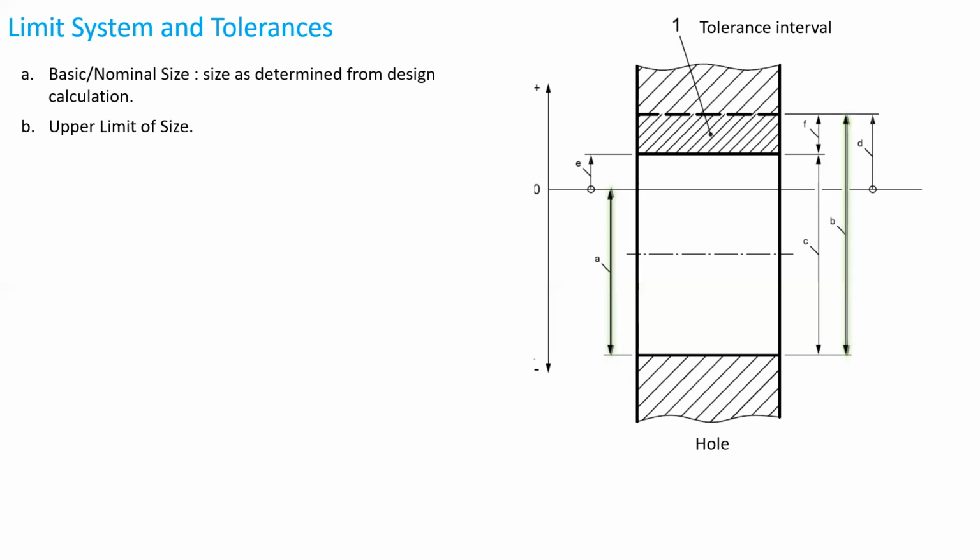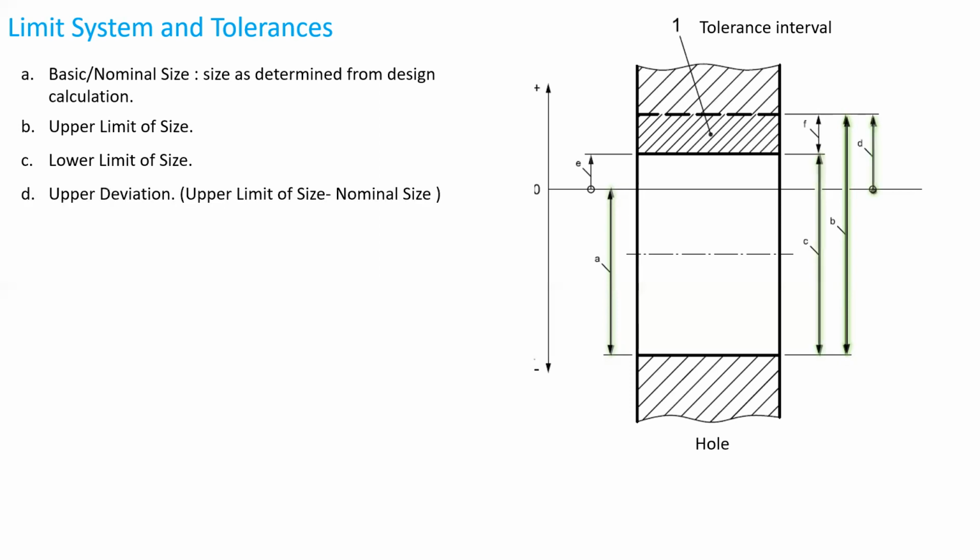If the size of the bearing is greater than the upper limit of size, then it will not perform the intended function smoothly. It will not support the shaft smoothly and it will produce lots of noise and wobbling of the shaft. Similarly, lower limit of size is the minimum permissible size of the specific component as highlighted by C here.